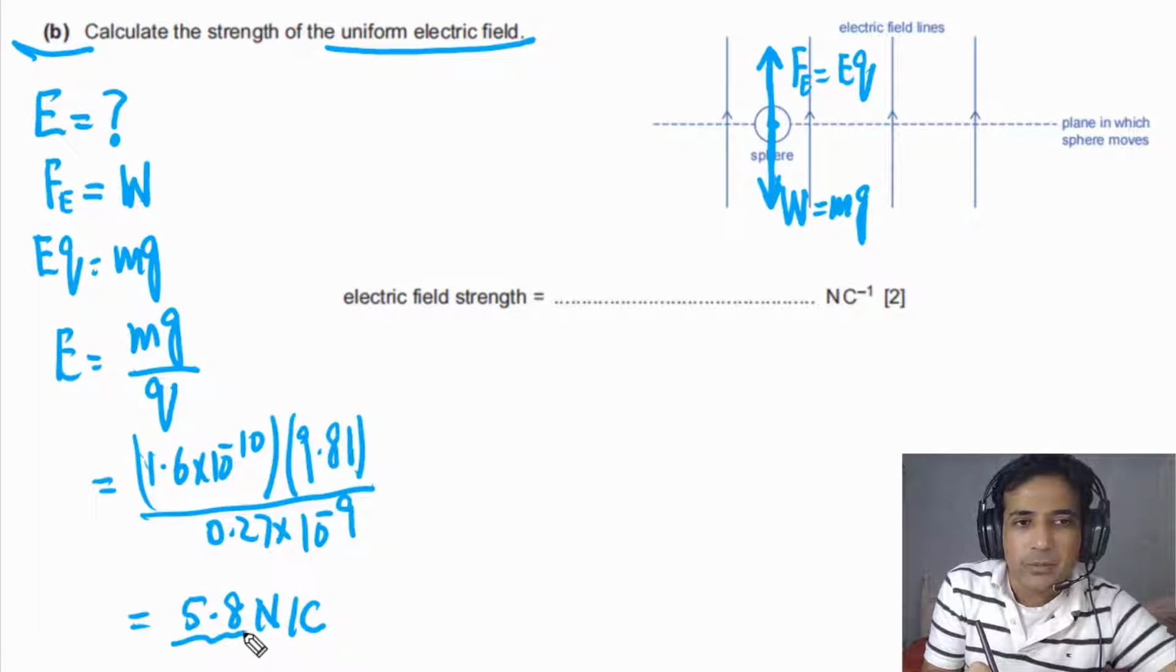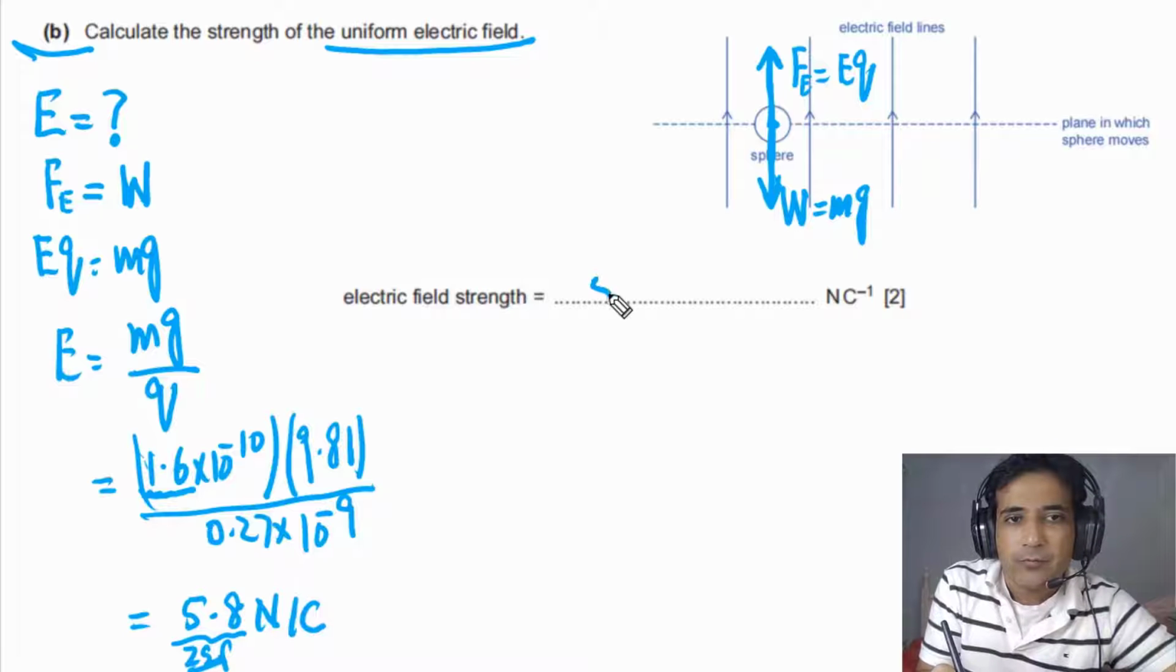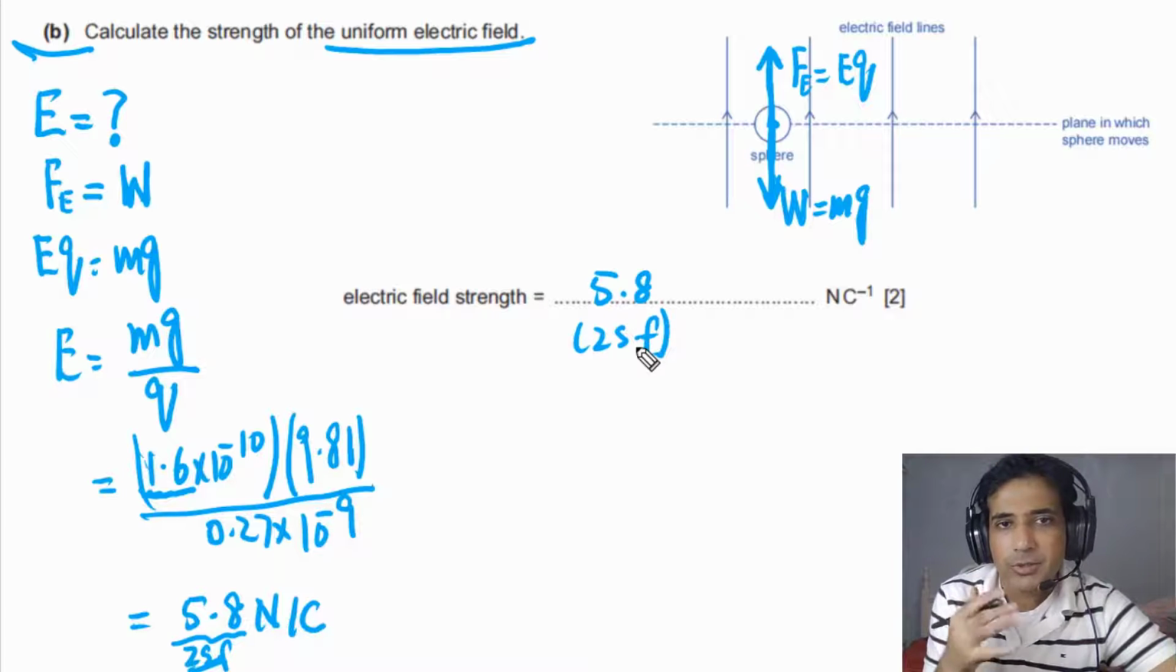Our answer is up to 2 SF because we have the least number of SF in the raw data, that is equal to 2 SF. So this is how you can write down the final answer. The final answer has to be equal to 5.8, 2 SF. This question has 2 marks.